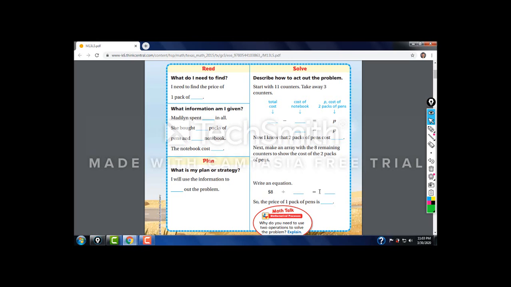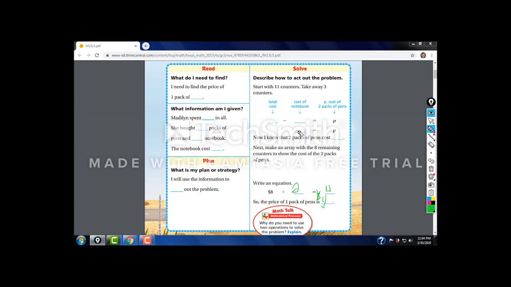And that equals 2. Sorry, you divide 8 divided by the 2 packs of pens. 8 divided by 2 equals 4. So the price of 1 pack of pens is $4. Don't forget to put your dollar sign there.